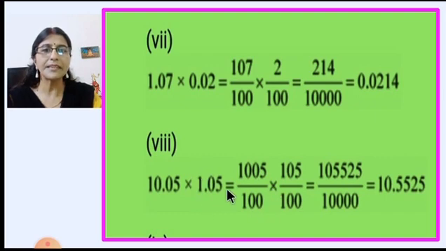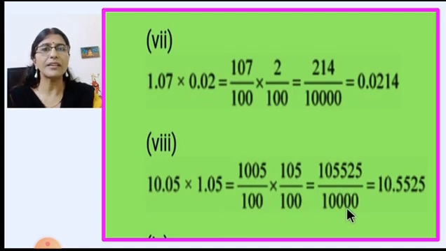Same way, this decimal number also we will convert into a fraction. Here you see two decimal places are there. So again both numerator and denominator will be multiplied by 100. So when you multiply by 100, the point will be removed. Here 100 will remain, which we will write in the denominator. Now you are going to multiply these two numerators. 1005 into 105. When you multiply, you will get 105,525 upon 100 into 100 is 10,000.